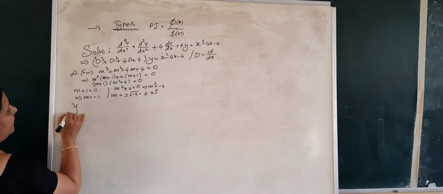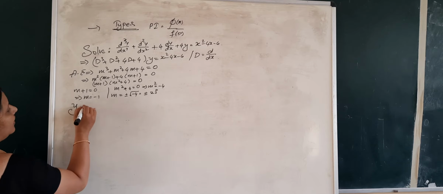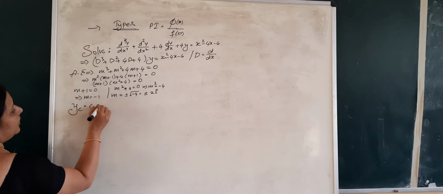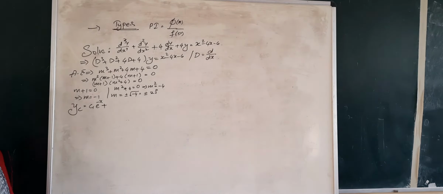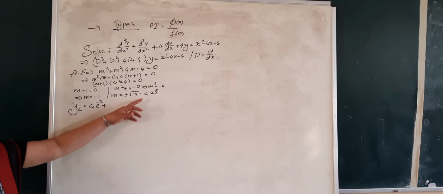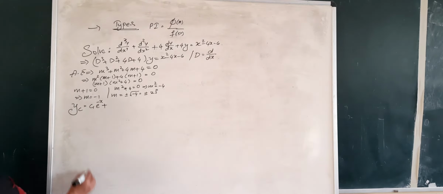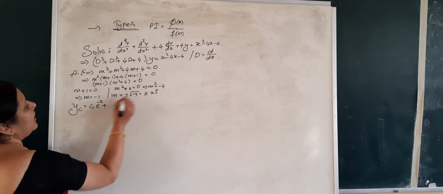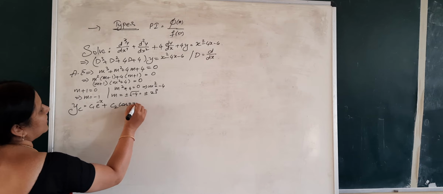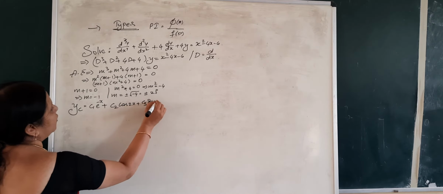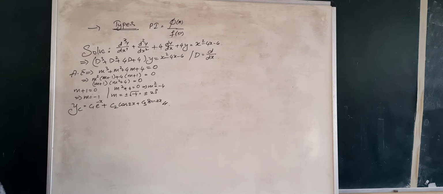Therefore, what is our complementary function? yc is equal to, we have first a unique root, c1 e to the power minus 1x, which is just e to the minus x, plus in this complex form there is no real part, only the imaginary part is there, that is 2. So you don't get an exponential term outside. Directly we have c2 cos of 2x plus c3 sin of 2x. This is our complementary function. Got it, guys?